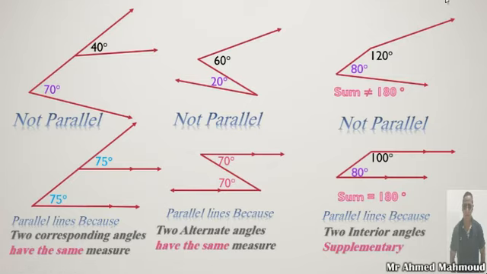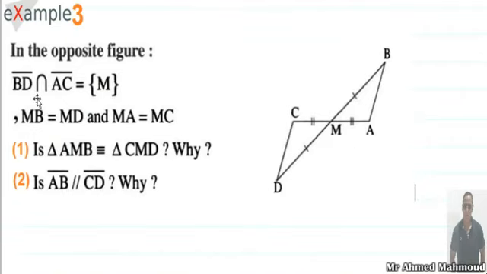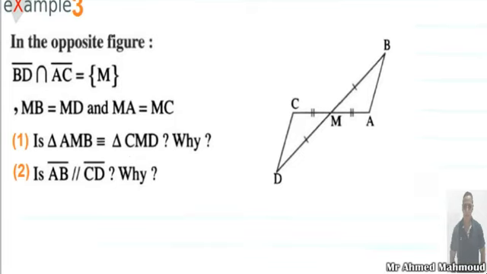Let's solve problems on it. In this example, BD intersects AC at M, that makes two vertically opposite angles, remember with me, and MB equals MD, MA equals MC. First, is triangle AMB congruent to triangle CMD and why? Okay, let's solve this one.